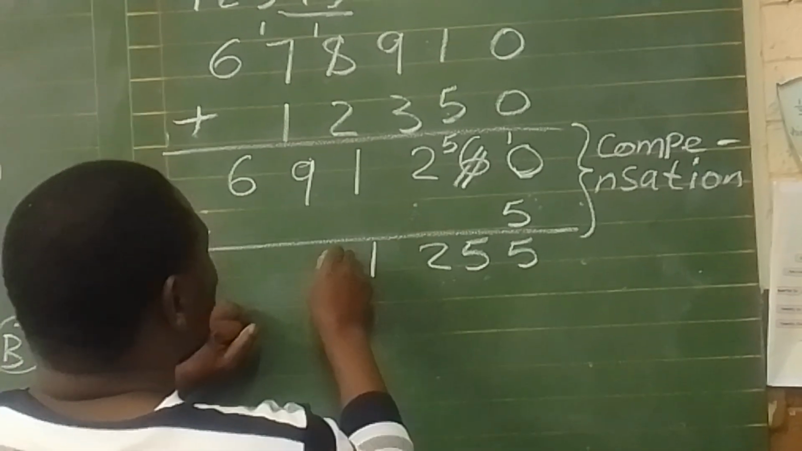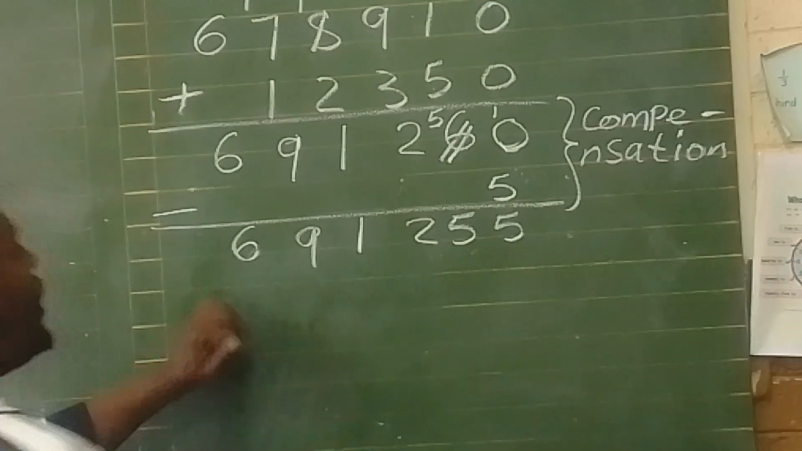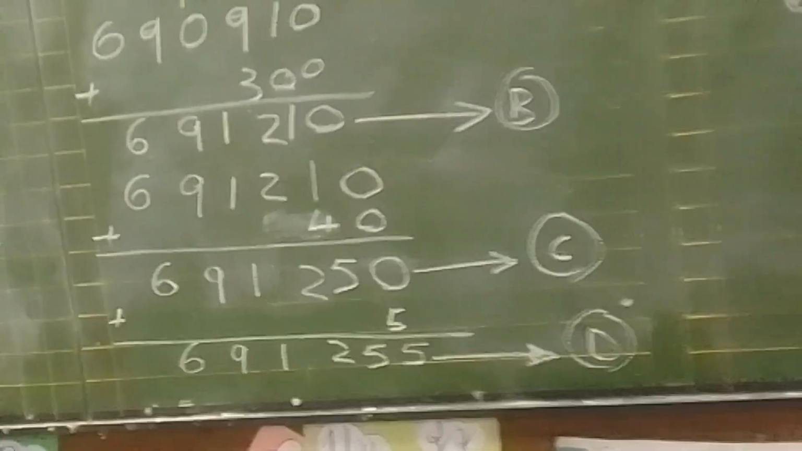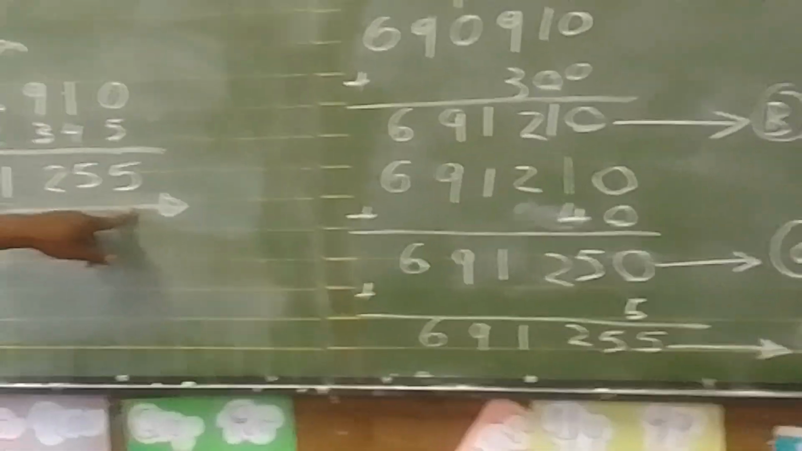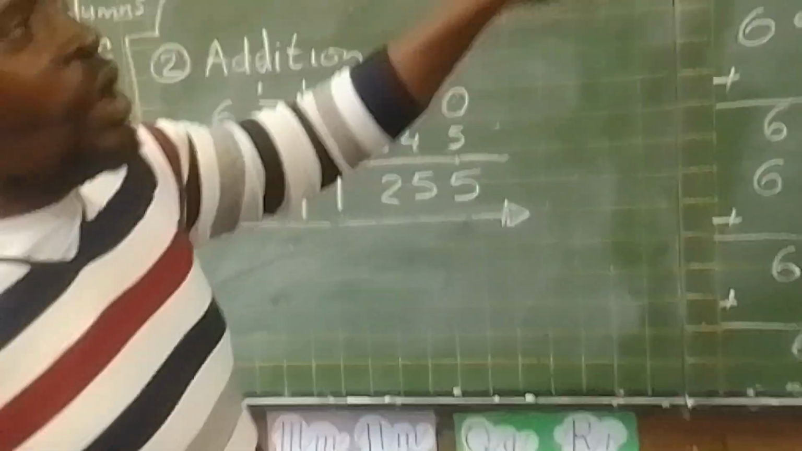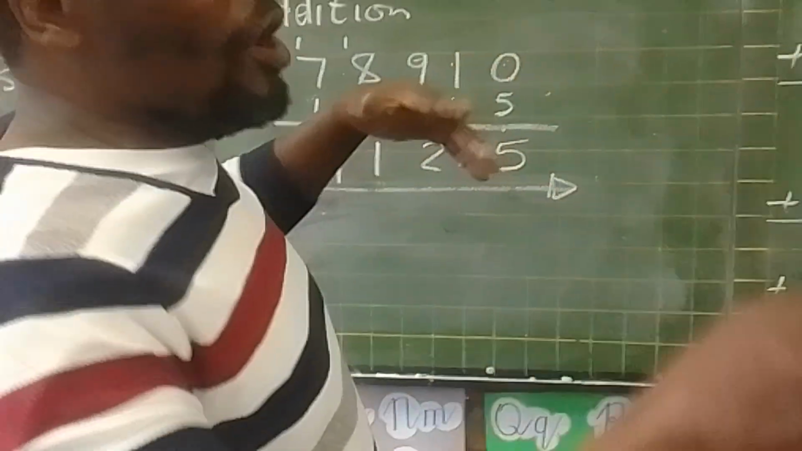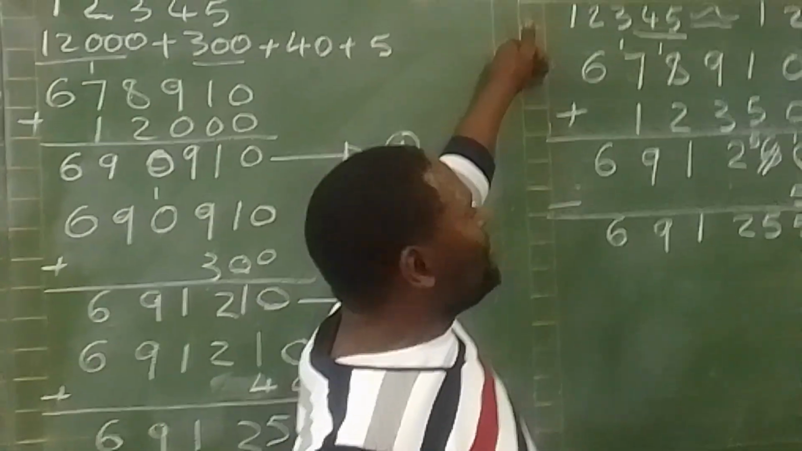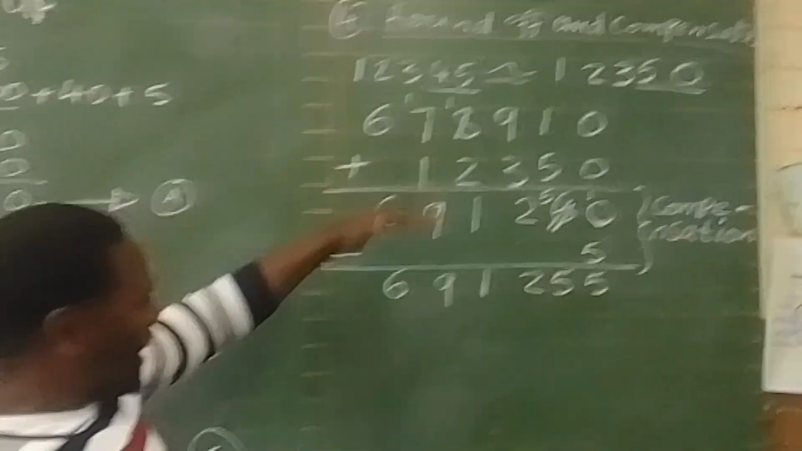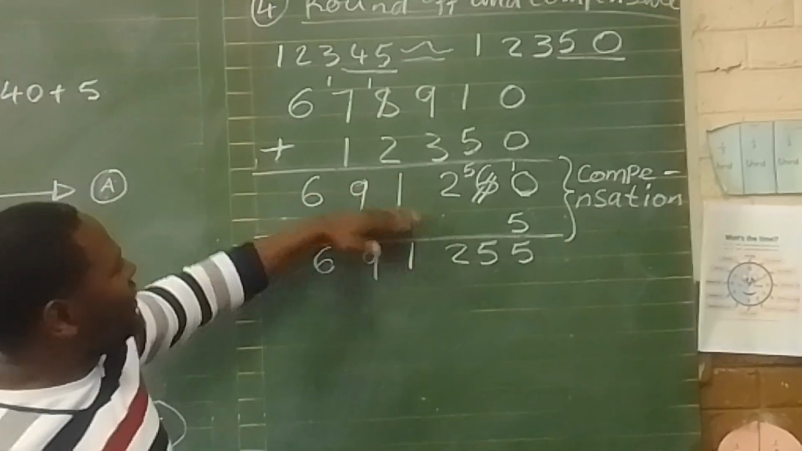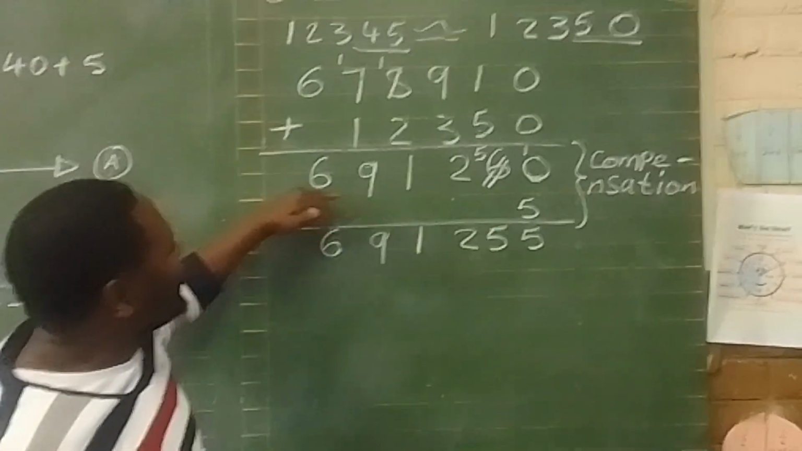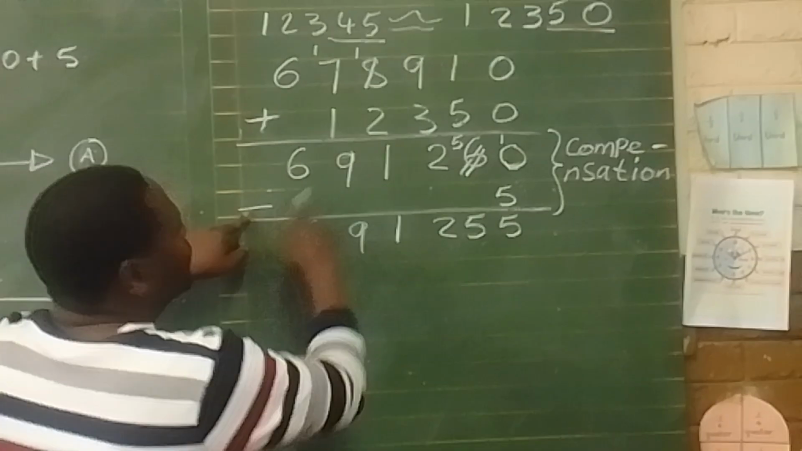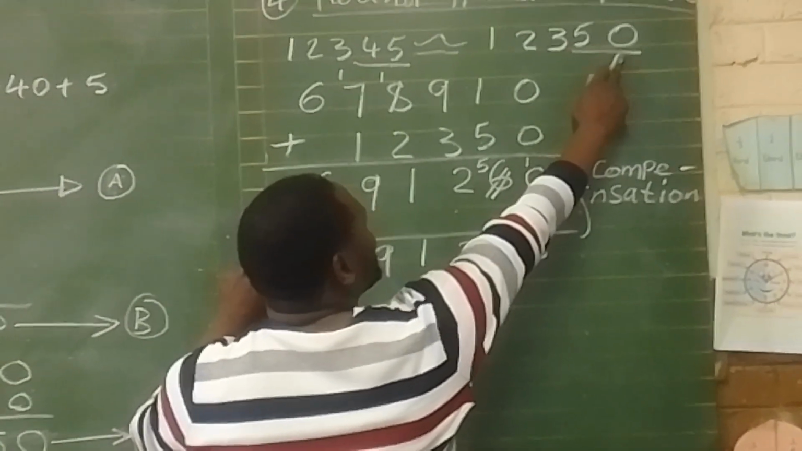2, 1, 9, 6. We're still left with the very same number, which is 691,255. This is what they want you to know. As you round off, you must round off. From there, you use that rounding off, you add it to one other number. From that number, you can come and say, now I have this number when I add, which is 691,256. Then you compensate. When you compensate, you check out that number that you have increased that number with.